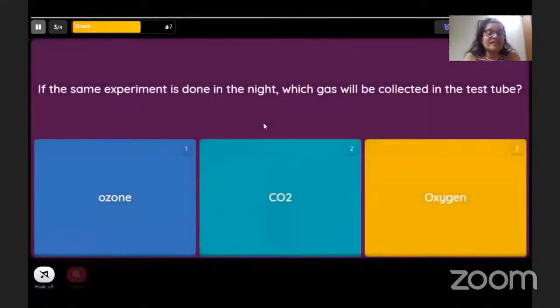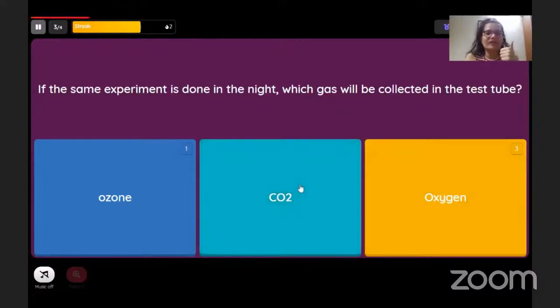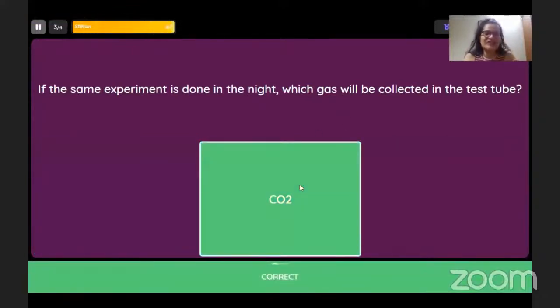Next, if the same experiment is done at night, which gas will be collected in the test tube? Remember, we did this in the previous quiz also. In the morning, CO2 is absorbed and oxygen is given out, whereas at night, plants give out carbon dioxide, that is CO2. That's why parents will always say, don't sleep under the tree at night. So CO2 is released at night. Good job.